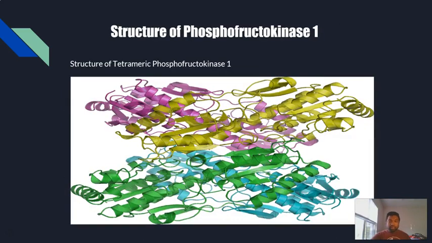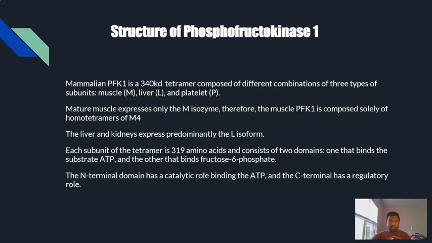Now, here we can see the tetrameric structure of phosphofructokinase. The 4 different colors show the 4 units, and all together they form the tetrameric structure. The mammalian phosphofructokinase is a 340 kilodalton tetramer composed of different combinations of 3 types of subunits: the muscle, liver, and platelet. The composition of phosphofructokinase differs according to the tissue type it is present in.